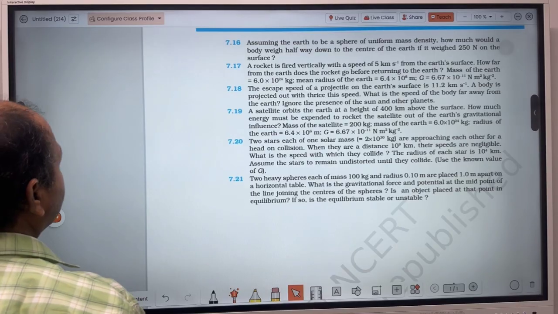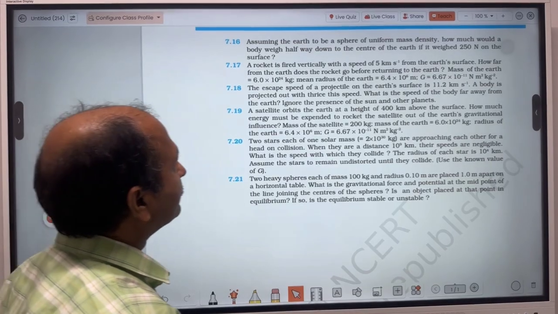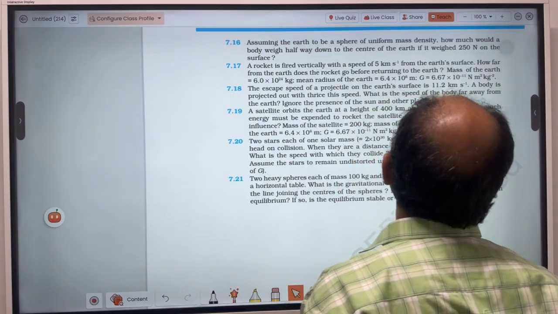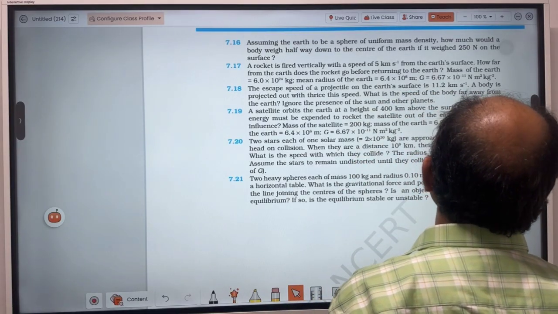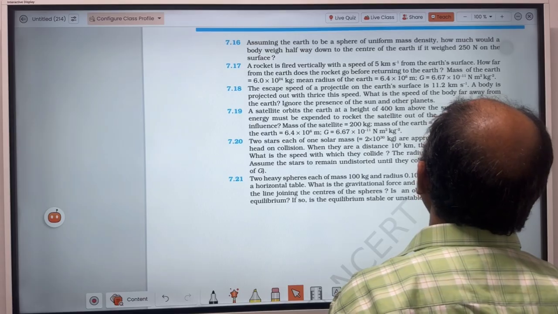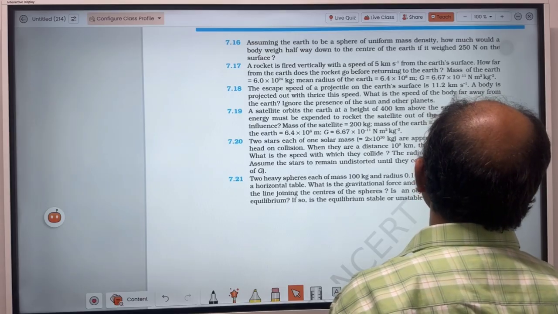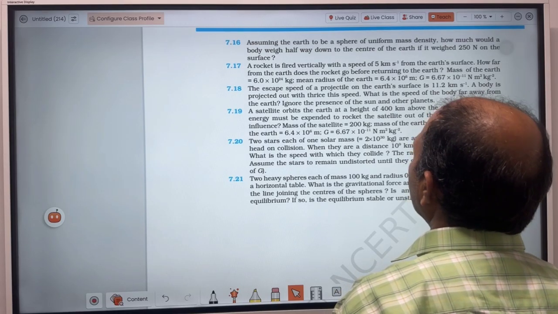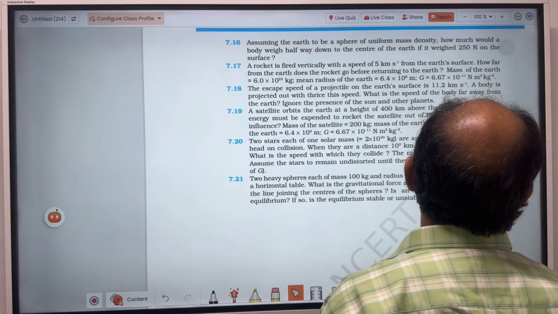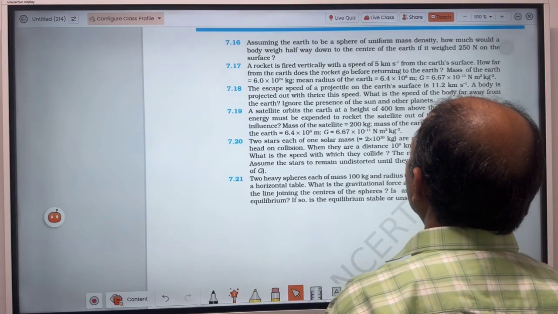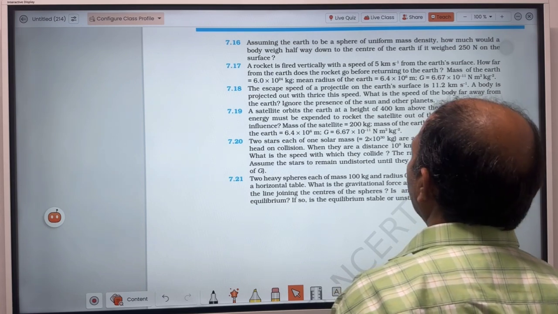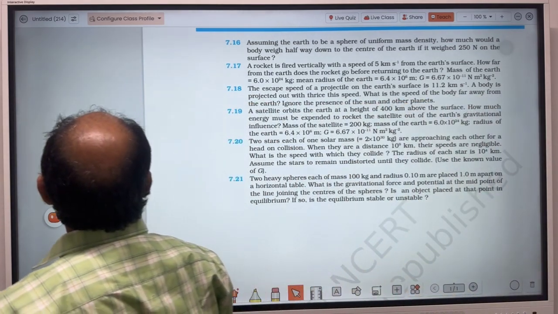Now let's consider the next question. Two stars, each of one solar mass, 2 into 10 power 30 kg, are approaching each other for a head-on collision. When they are at a distance of 10 power 9 km, their speeds are negligible. What is the speed with which they collide? The radius of each star is 10 power 4 km. Assume the stars to remain undistorted until they collide. Use the known values of G.